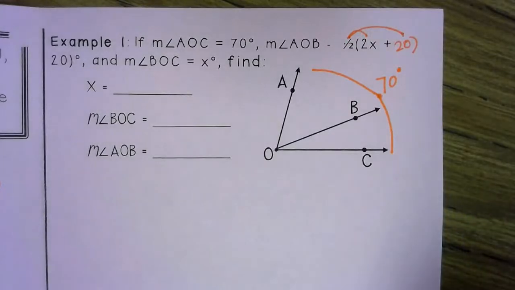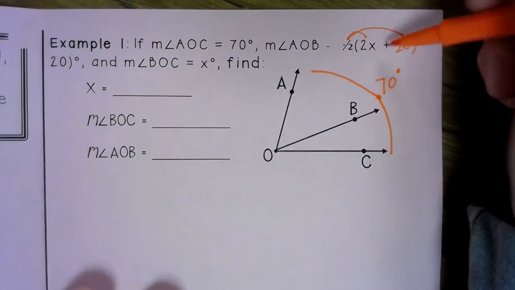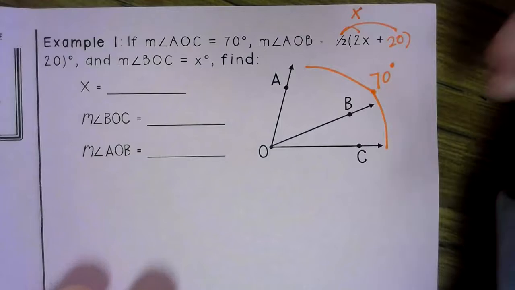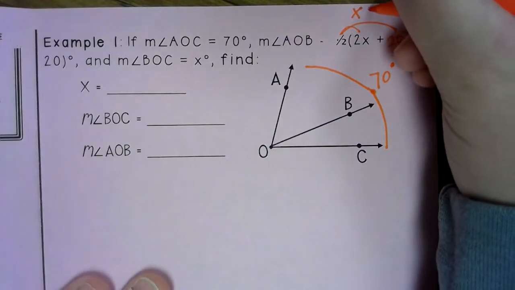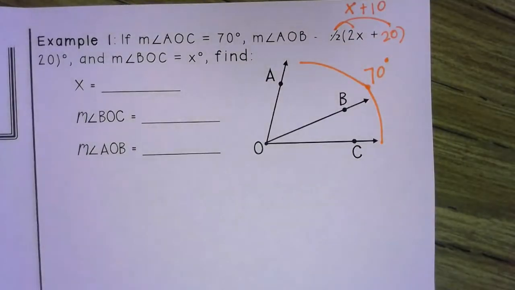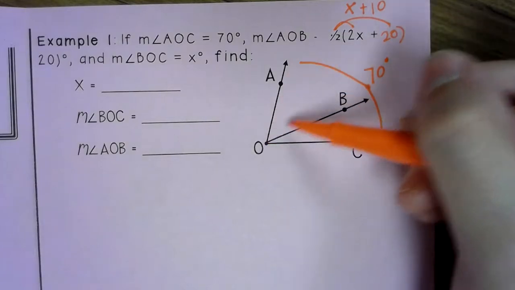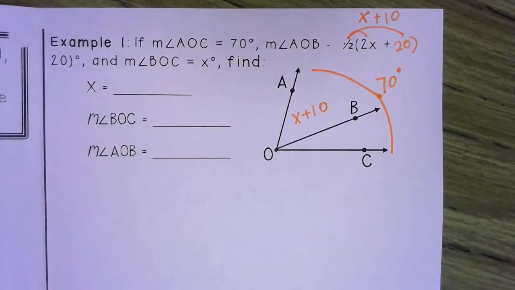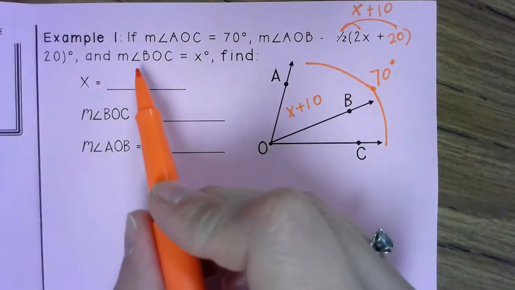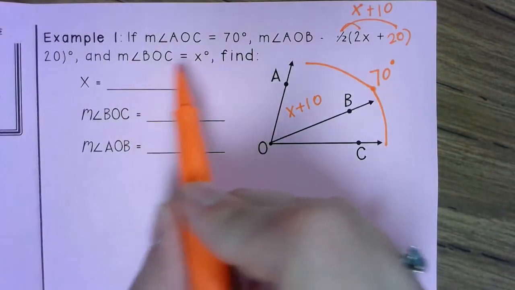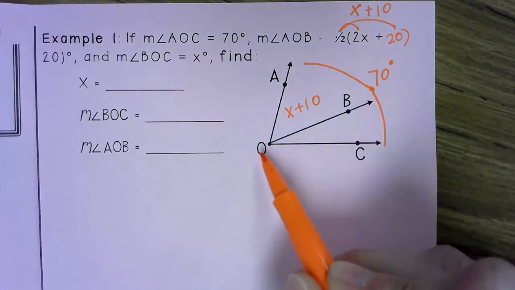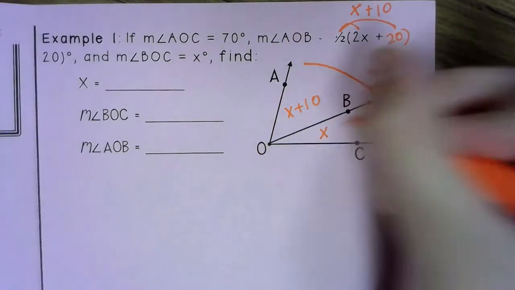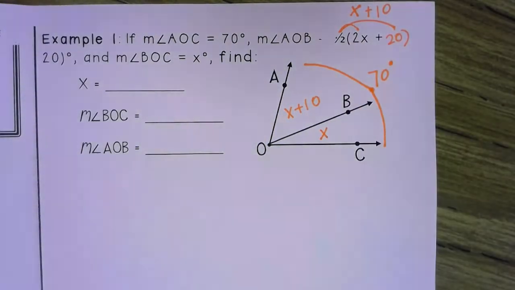So I'm going to go ahead and distribute. 1/2 times 2x is just x. 1/2 times 20 is 10. So we've got x plus 10. So angle AOB is x plus 10. We also know the measure of angle BOC is equal to x.